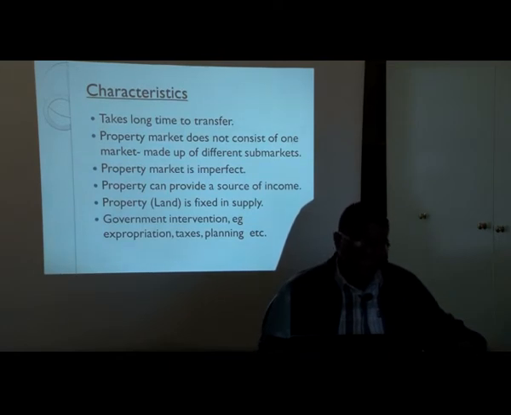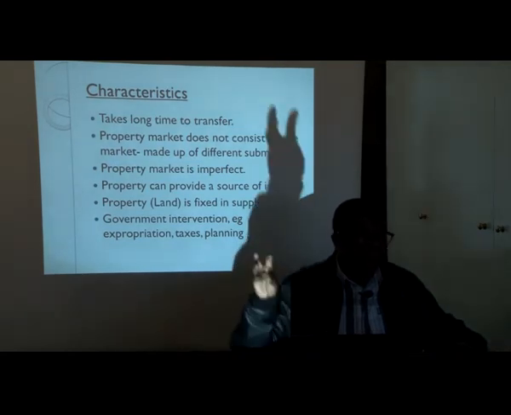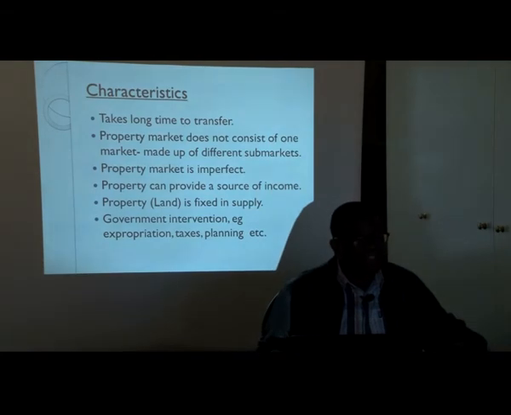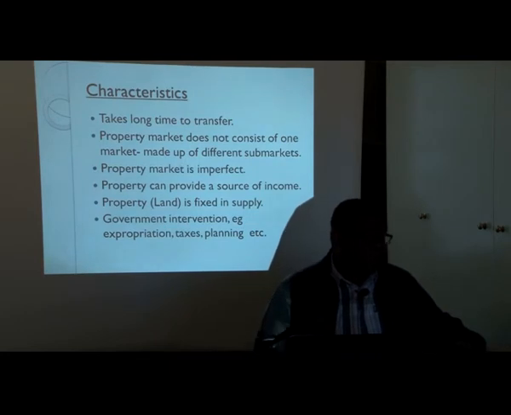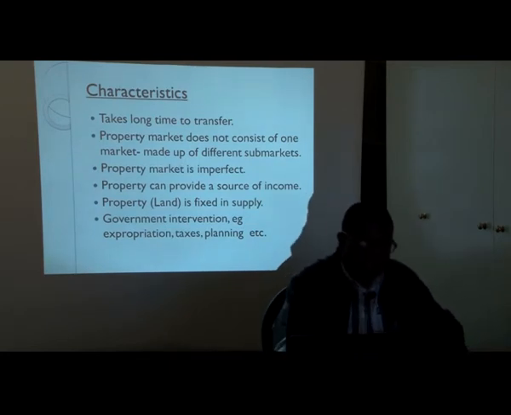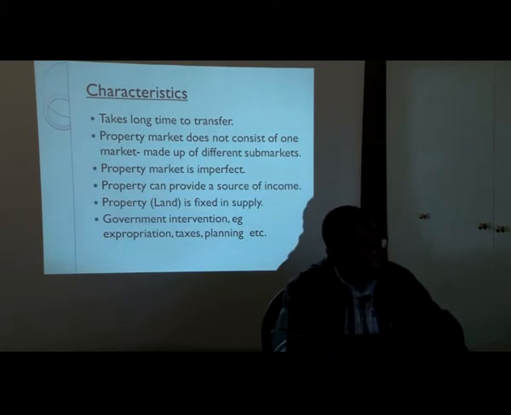You can only use that property the way it is zoned, according to its zoning. And even within that zoning, you can only develop that property within the permitted specifications of the control factors. So that is just one aspect of government control. One way in which government controls property is through the Land Use Planning Act.